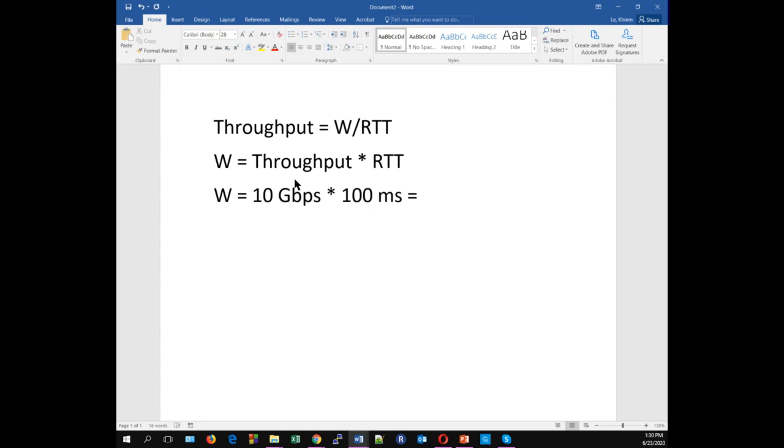Okay, so now I just need to translate all of this into the same units to be consistent. So 10 gigabits is 10 gigabits per second. So 10 gigabits is what? To the power of 9, right? 10 to the power of 9 bits per second. Is that correct? Megabits is 10 to the power of 6, gigabits is 10 to the power of 9. Yes, thank you. And then 100 millisecond, so it's going to be 100. Okay, millisecond is 10 to the power of minus 3.